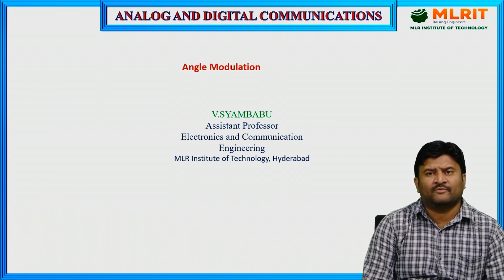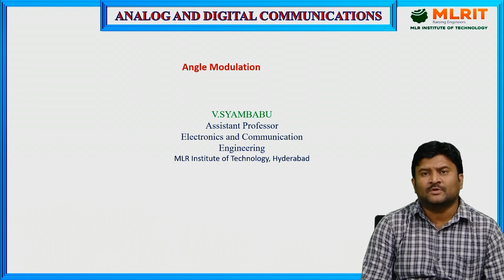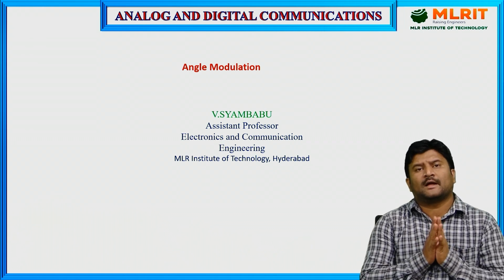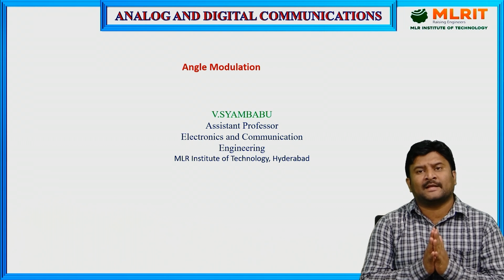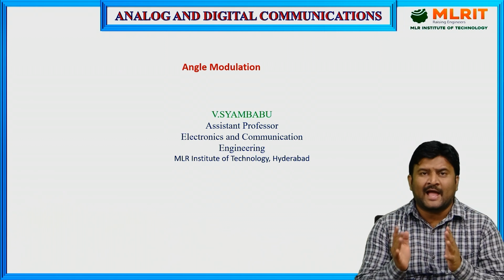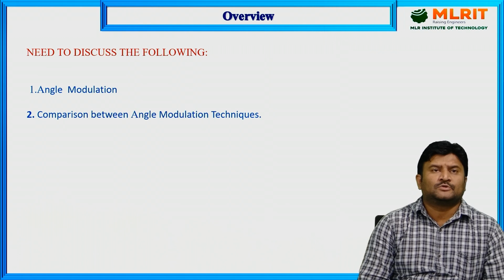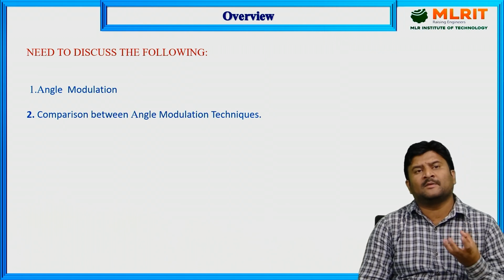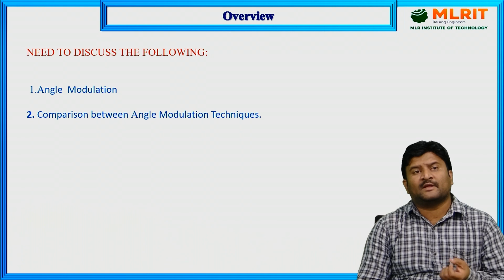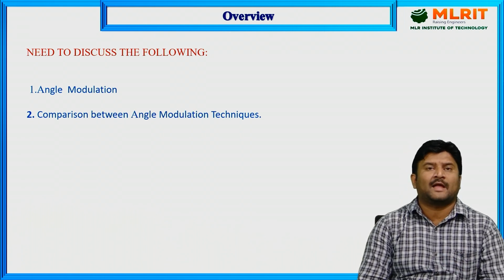Right now, we are entering another continuous modulation technique, nothing but angle modulation. The continuous modulation techniques or analog modulation techniques can be categorized into two. One is amplitude modulation and the second one is angle modulation. In today's class we discuss what is angle modulation, what are the different types in angle modulation, and a comparison between angle modulation techniques.